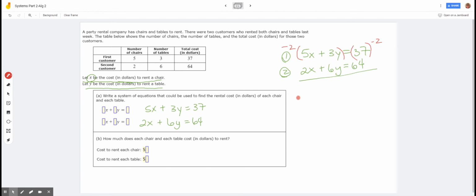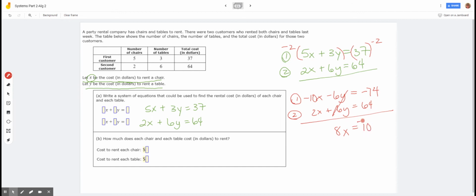So here's the reason why. Here's my new number 1. It's going to be -10x minus 6y equals -74. This is a cool little trick that we have learned how to do. It was absolutely my favorite way of solving. And then 2x plus 6y, this is our 2, we're not changing it, equals 64. And then we cancel, and you get 8x equals 10.